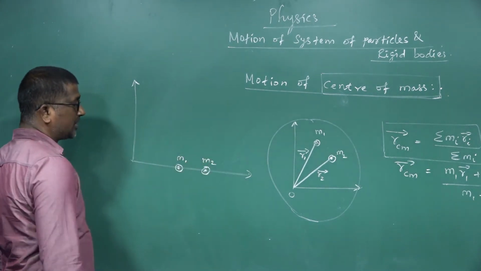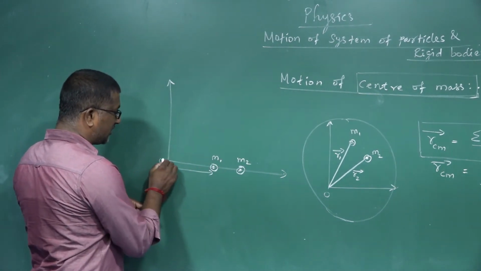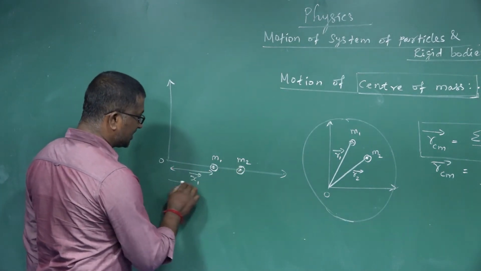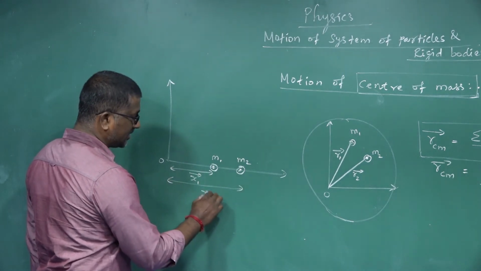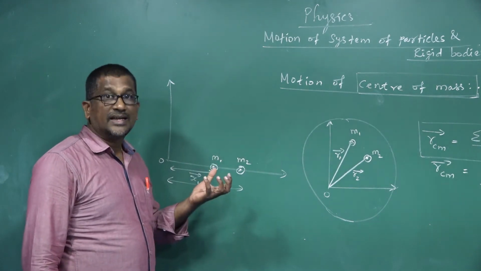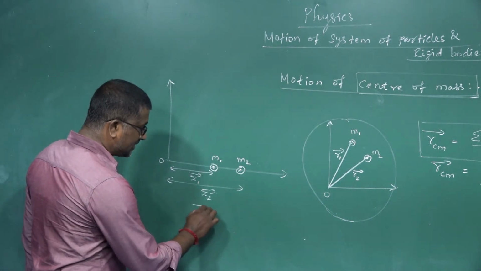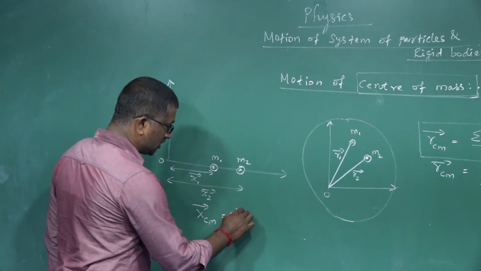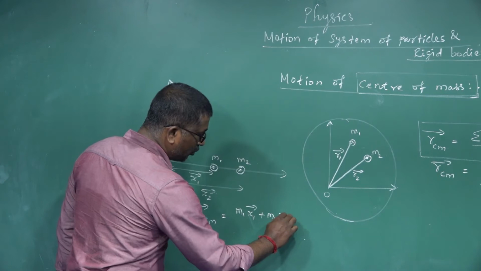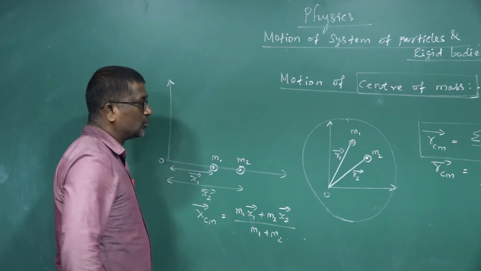The masses of the two particles are m1 and m2, and the distance of the first particle from the origin is x1 vector, and the distance of the second particle from the origin is taken as x2 vector, right? And the equation for x coordinate of center of mass is given by x cm vector is equal to m1 x1 vector plus m2 x2 vector divided by m1 plus m2, right?